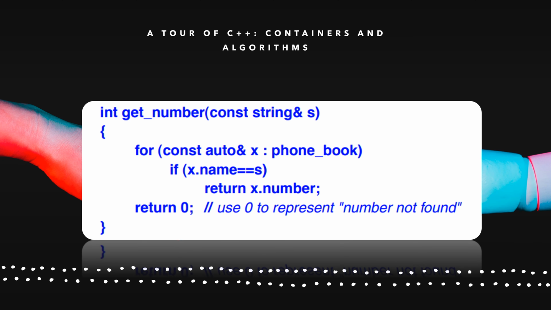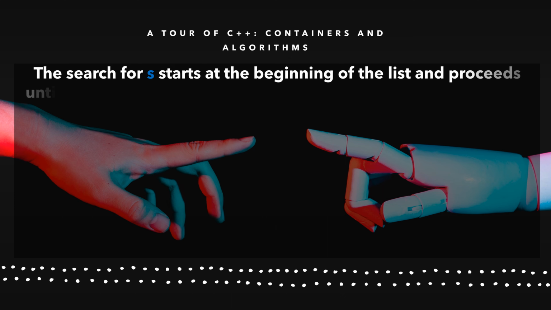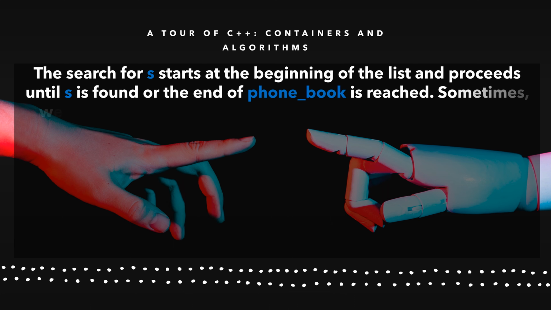int get_number(const string& s) { for (const auto& x : phone_book) if (x.name == s) return x.number; return 0; // use 0 to represent number not found } The search for s starts at the beginning of the list and proceeds until s is found or the end of phone_book is reached.